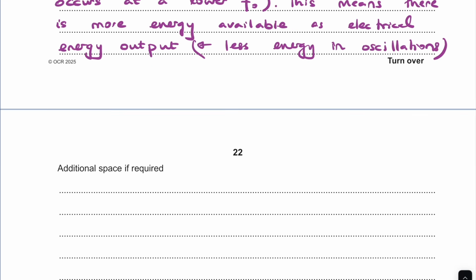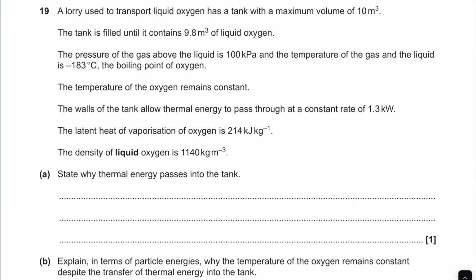All right, let's move on to our next question. Number 19. A lorry used to transport liquid oxygen has a tank with a maximum volume of 10 meters cubed. The tank is filled until it contains 9.8 meters cubed of liquid oxygen. The pressure of the gas above the liquid is 100 kilopascals, and the temperature of the gas and the liquid is minus 183 degrees Celsius, the boiling point of oxygen.